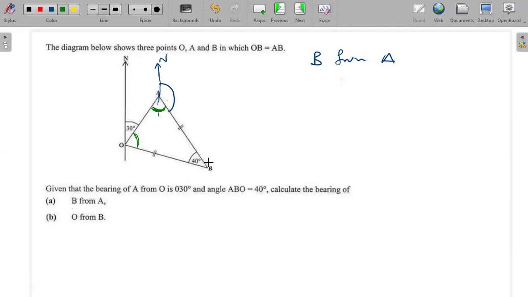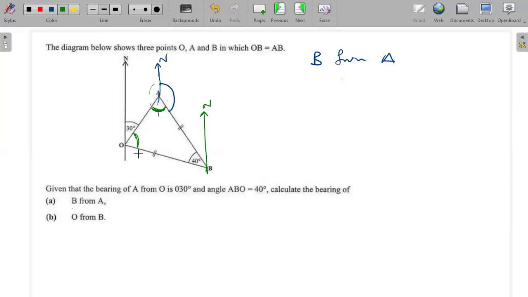Okay, and then let me also draw my north here, like that. So we find this angle there, and then we find the angle which is outside here. That will help us find the rest of the angle there. So let us do that.